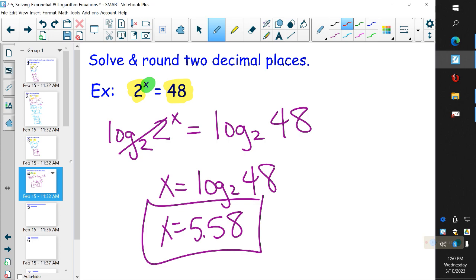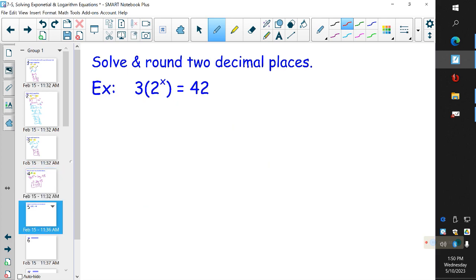Why did I have to do it like this? Because 48 could not be expressed as 2 to the same power, okay? So again, same thing. We're going to isolate this. And hopefully I can get my highlighter tool, and apparently I cannot. So we're looking at this right here, and I'm going to divide by 3. 2 to the x is equal to 42 divided by 3, which is going to be the value 14. So 14 cannot be expressed as 2 to a power.